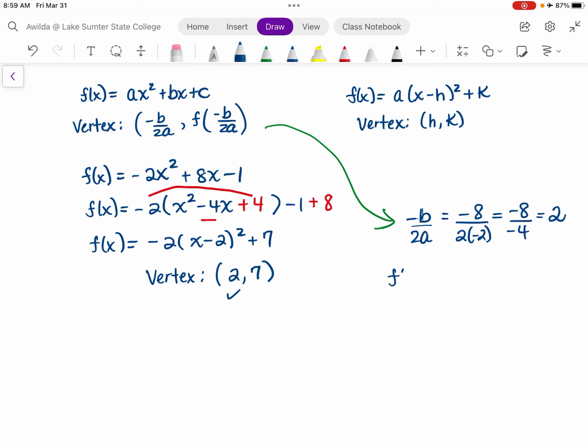And then f of 2 would be negative 2 times 2 squared plus 8 times 2 minus 1. So that is a negative 8 plus 16 minus 1. I said 1 and wrote 7. Let's get that corrected. Minus 1, and that equals 7. So that again matches what we found earlier.